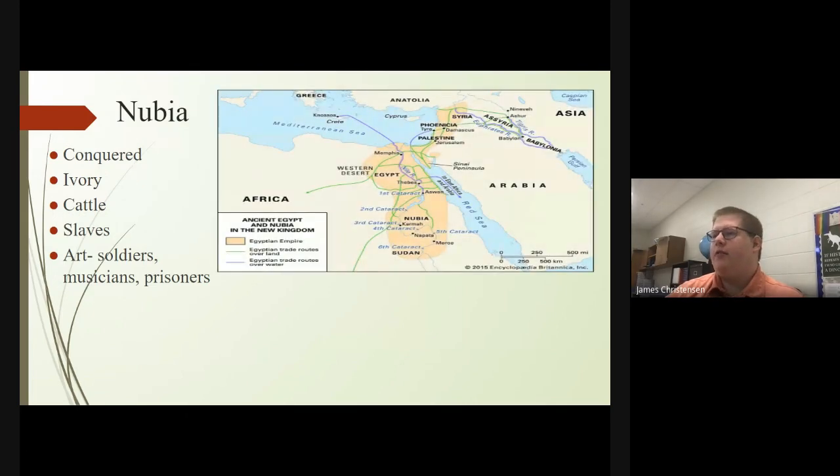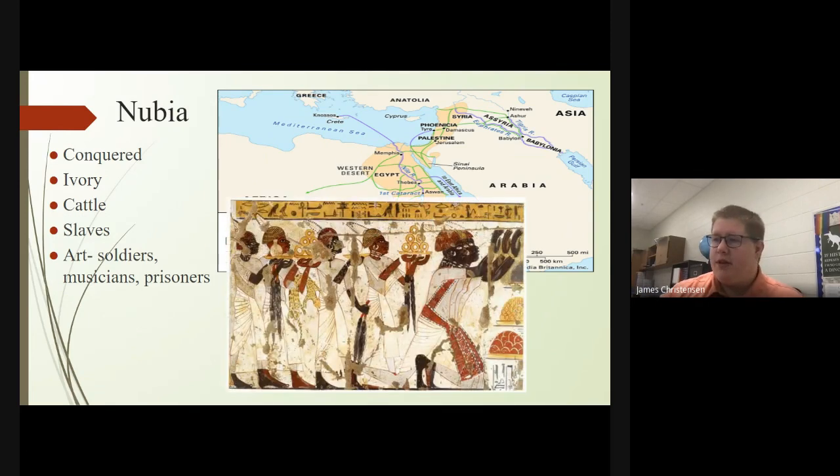So Nubia, again, was one of the other places that Egypt tried to conquer. It was directly to the south. They conquered it pretty easily and gained things like ivory, cattle, slaves, and a lot of art, soldiers, musicians, and prisoners. Remember, at this point in history, and for a decent bit further in history, when you conquered somebody, you took people prisoner, and typically they were either made into slaves, or if they were somewhat useful, whether that being an artist or a musician, they were put to work for the ruling and upper classes of the conquering society. So here's another hieroglyph example of the Nubians being subjugated by the Egyptians.